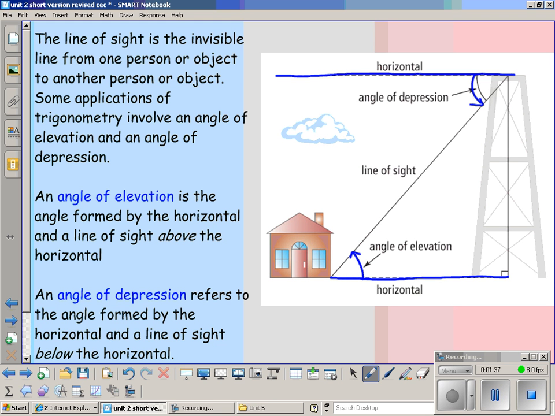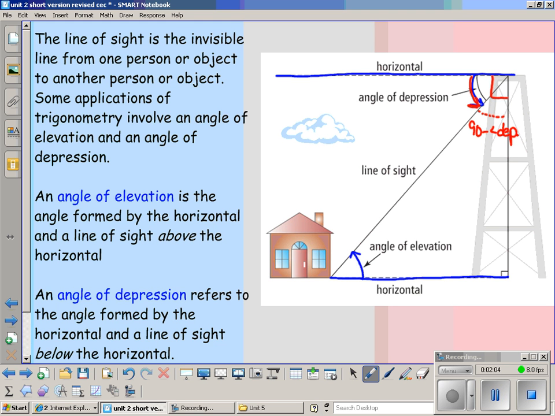A couple of things to note. Sometimes these angles don't represent the part inside the triangle. But notice this. We are dealing with a 90-degree angle. So if you are given the angle of depression, you can find the angle that's in the triangle by going 90 minus your angle of depression.